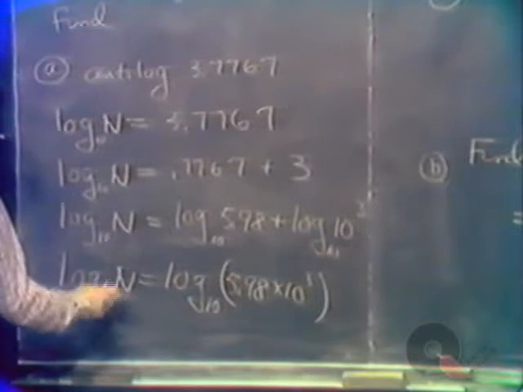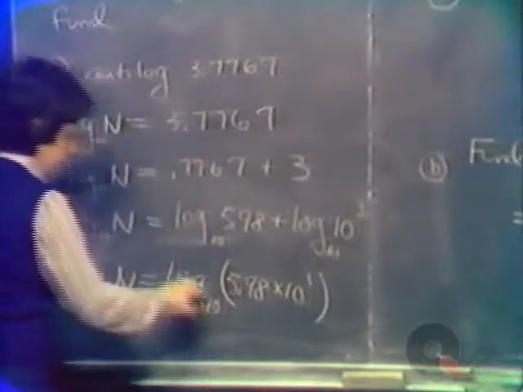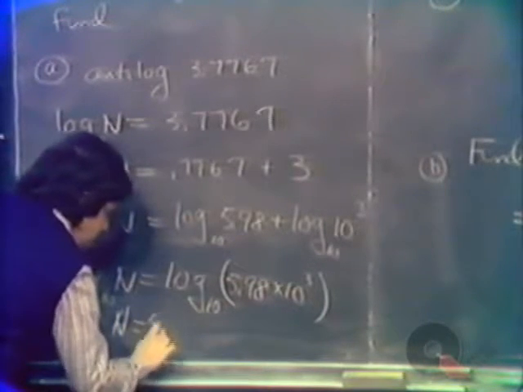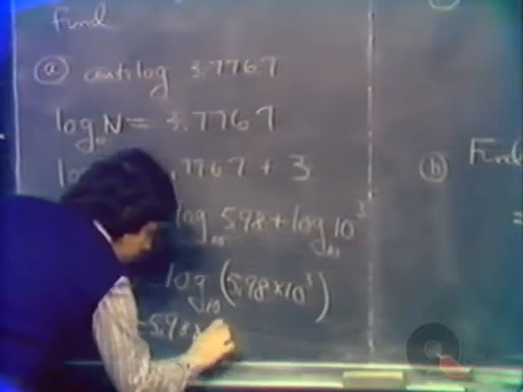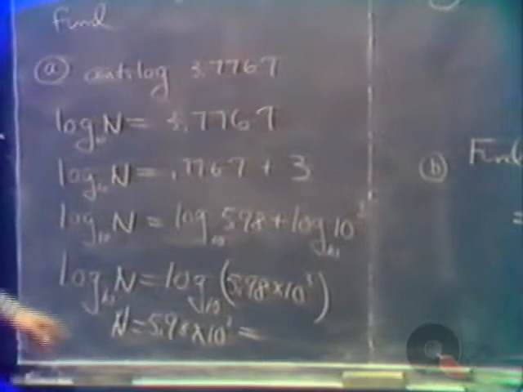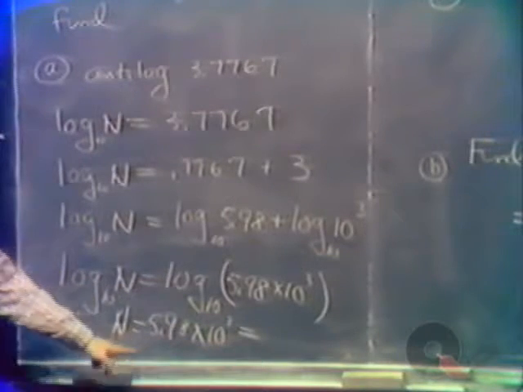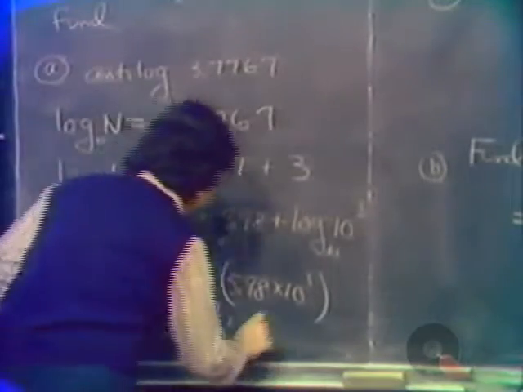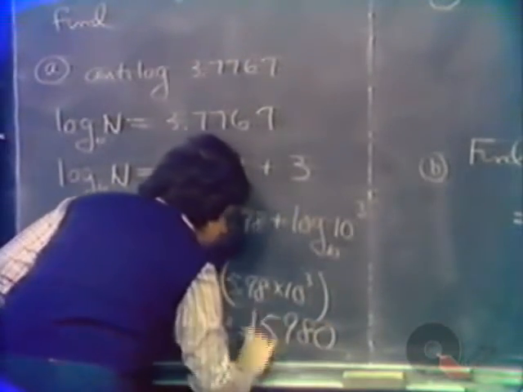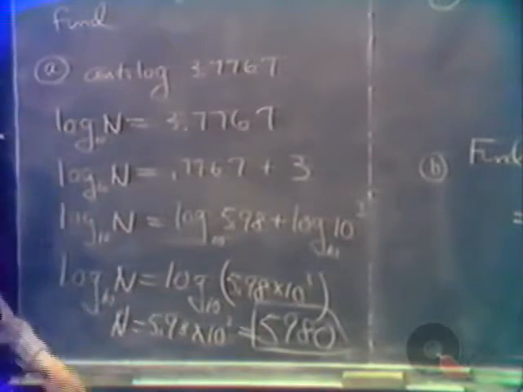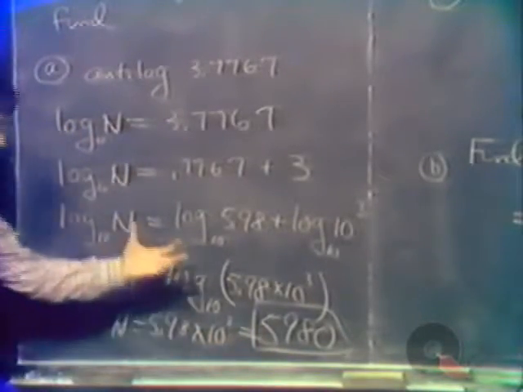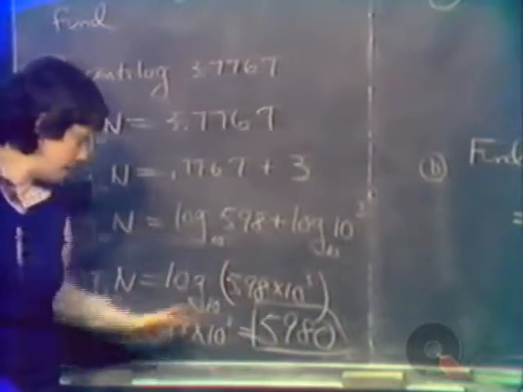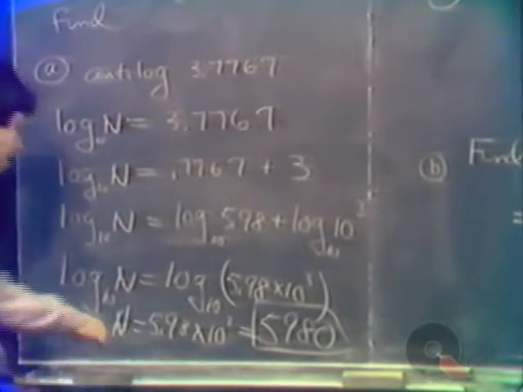Okay, if the log of n to the base 10 is equal to the log of this number to the base 10, then n must be equal to this number. N must be 5.98 times 10 cubed, or multiplying by 10 to the third power has the effect of moving the decimal 3 places to the right. 1, 2, 3. So we have 5,980. The idea is to get it down to the point where you have the log of n is the log of some number, so n must be that number, and then you multiply by 10 cubed has the effect of moving the decimal 3 places to the right.